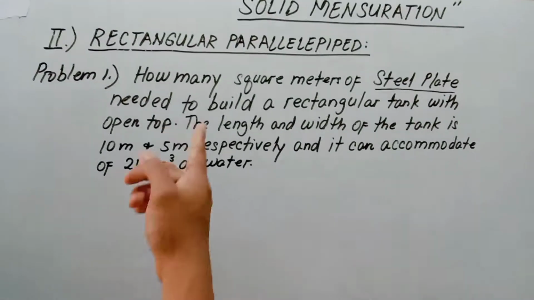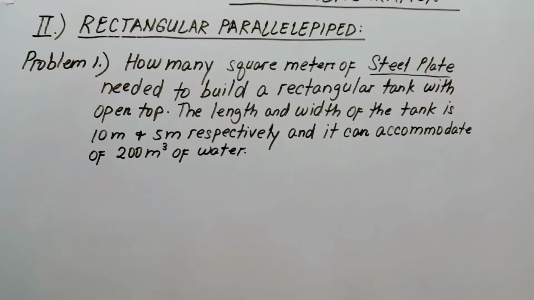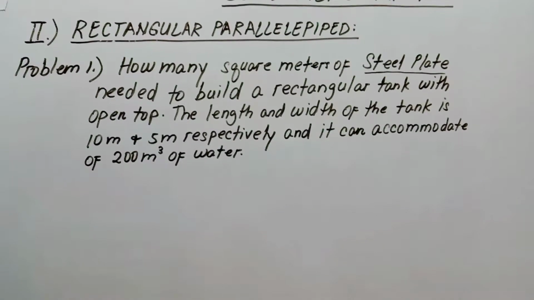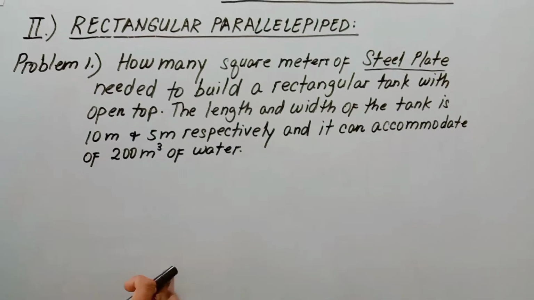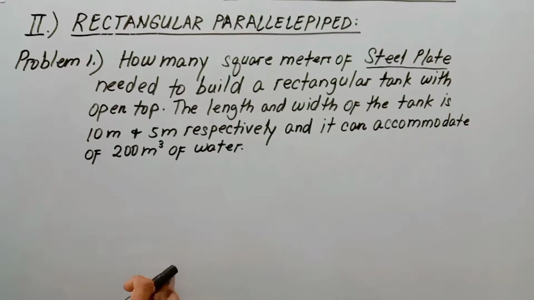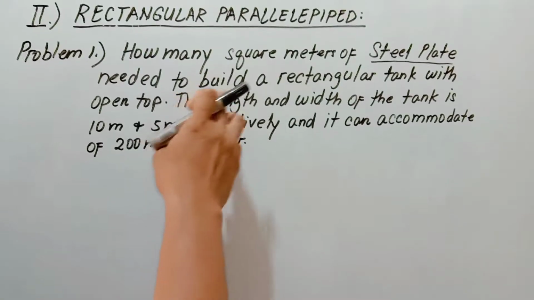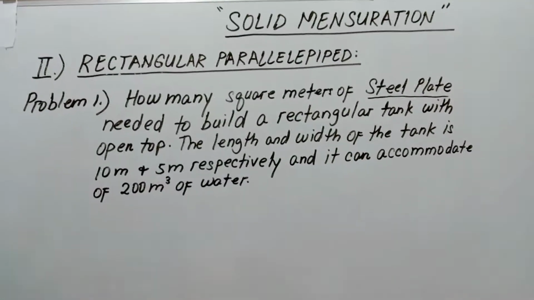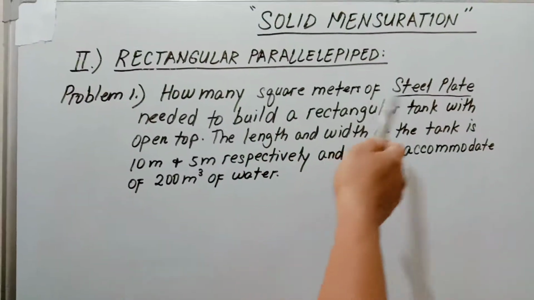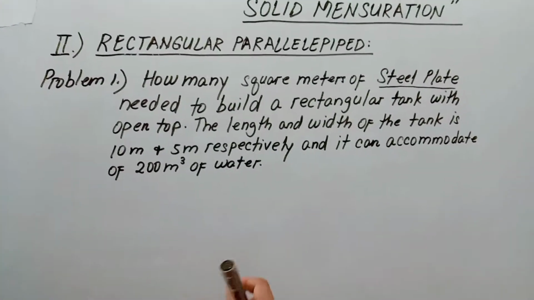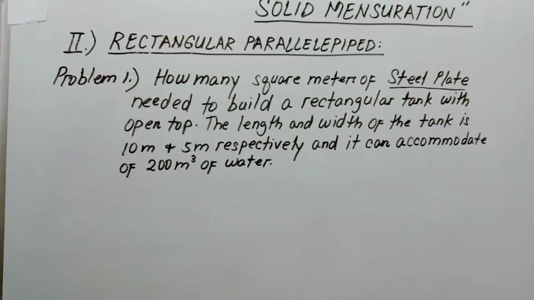So guys, as you can see in this problem, what is the requirement? The requirement is how many square meters, or the area, of steel plate is required to fabricate a steel tank. It's a rectangular type.